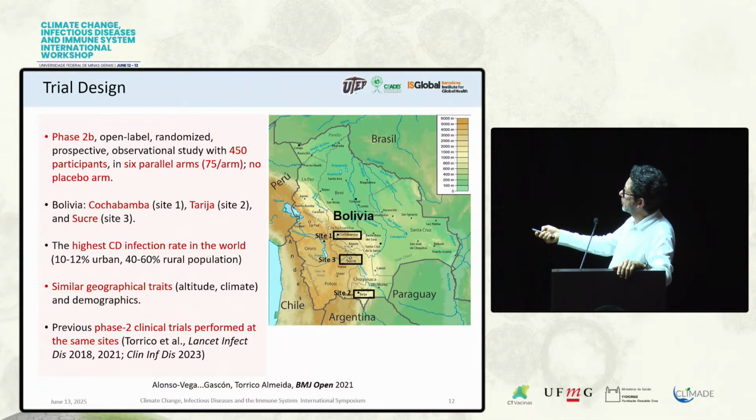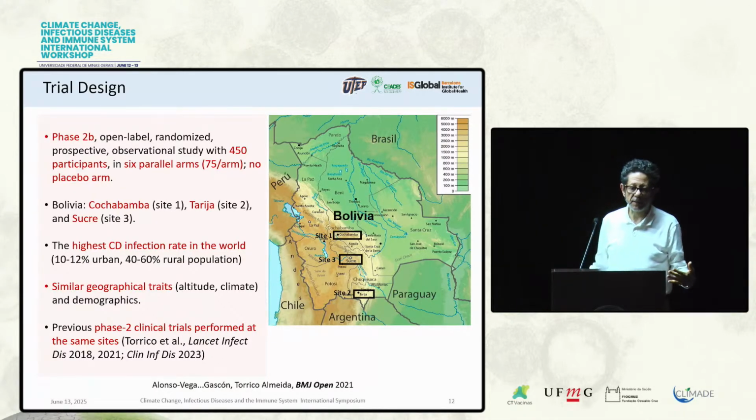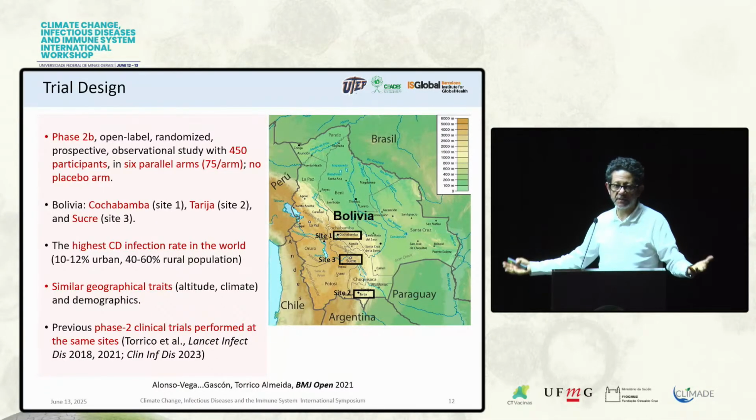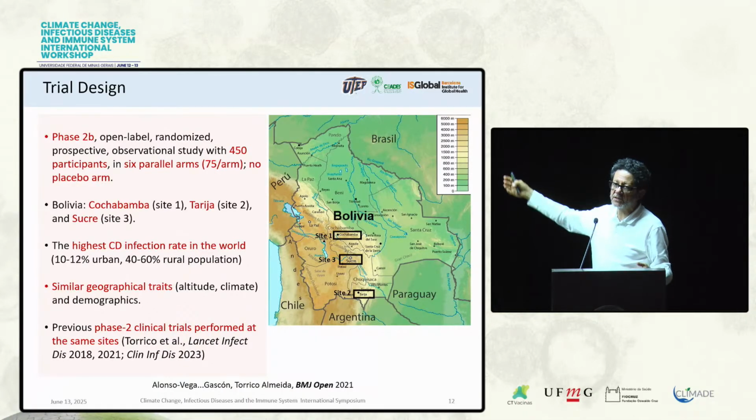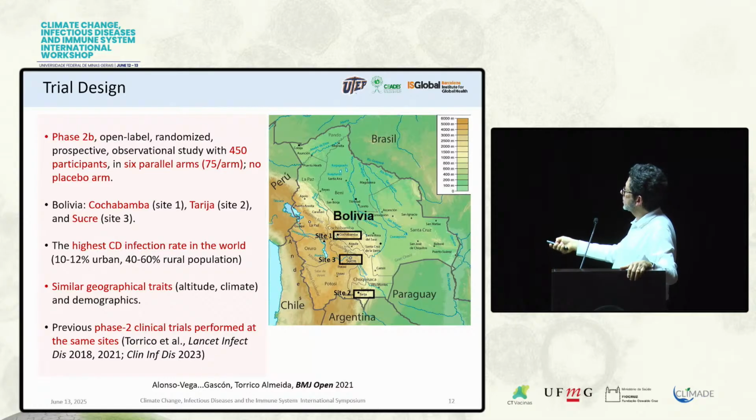It was a phase 2B open-label, randomized, prospective, observational study with 450 participants in 6 parallel arms, 75 per arm. No placebo arm, because we consider that completely unethical at this point, to do a placebo when you have so much data on placebos in the same region. We have at least 3 or 4 clinical studies done in these 3 sites. These 3 sites are just pre-Andes. They have the same geographic traits, altitude, climate, and demographics.